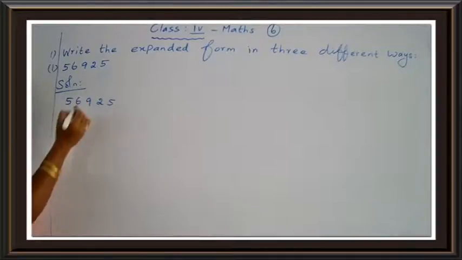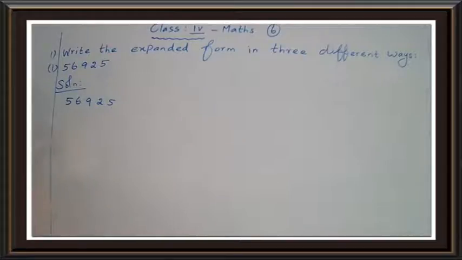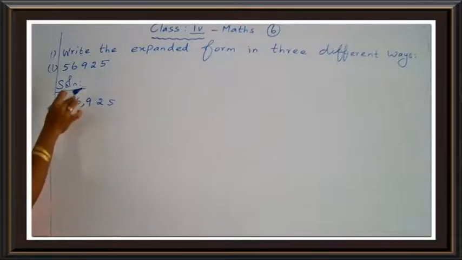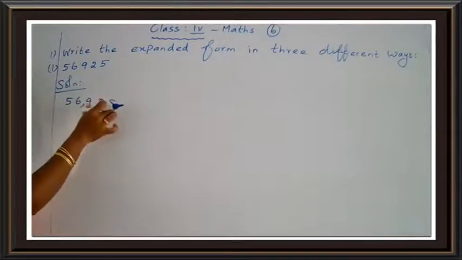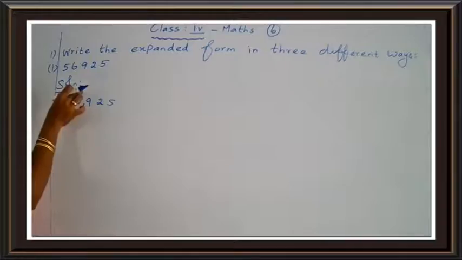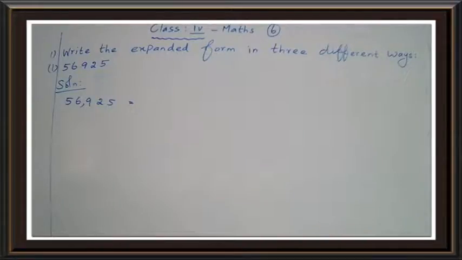Your first period, ones period. Ones period consists of 3 places, that is ones, tens, hundreds. So after ones, tens, hundreds you put 1 comma. So this is the thousands period. Now you read the number: 56,925. Now you write in expanded form. What is the question? Write the expanded form in 3 different ways.